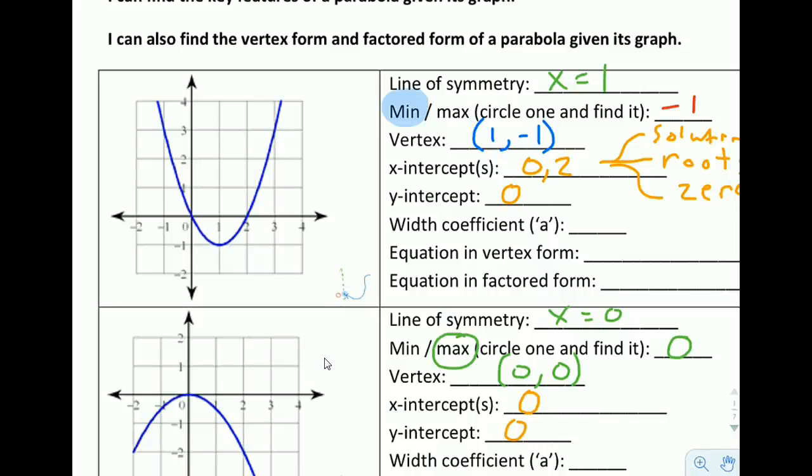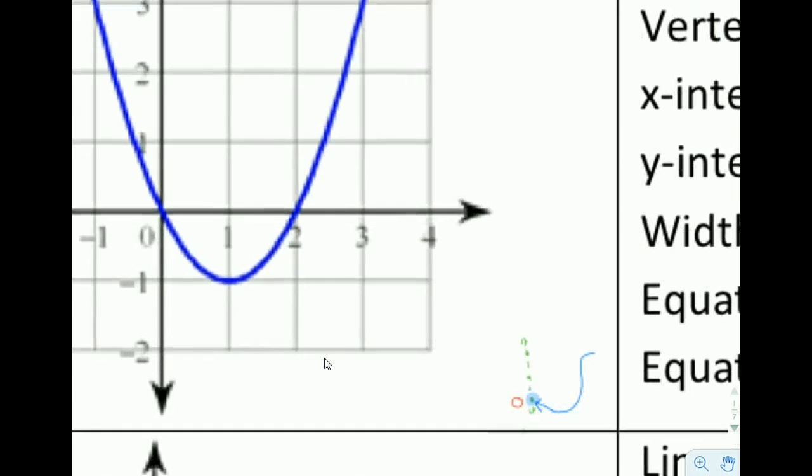Now we're going to figure out how to write an equation in vertex form. In order to do that, we're actually going to need the width coefficient, which is called a. So we're going to get those two together here. The way you figure out how wide your parabola is, what a is, you go from your vertex and you go over one full unit and you see how far up or down you go.